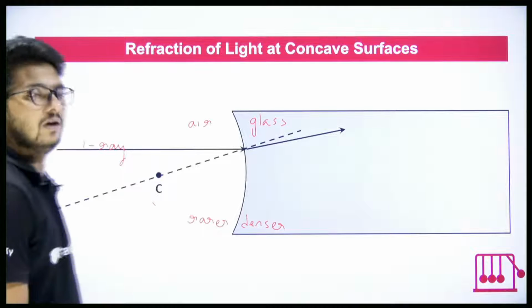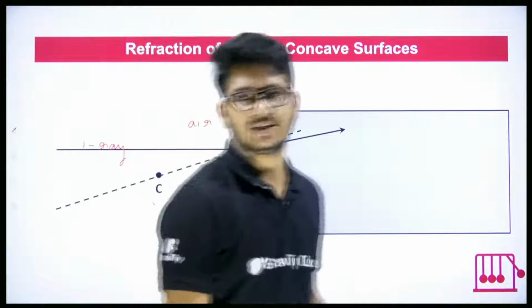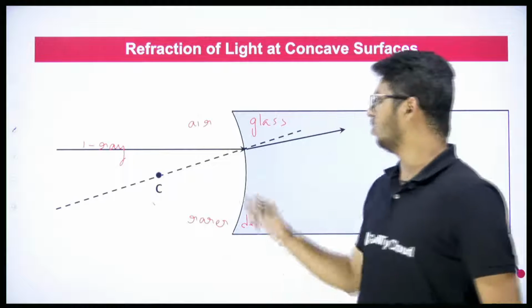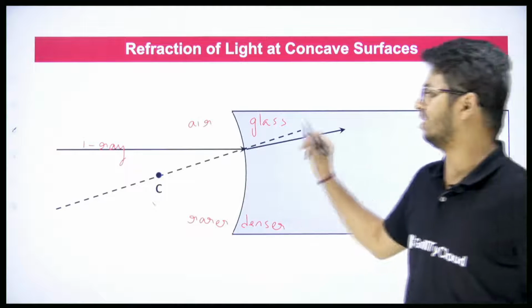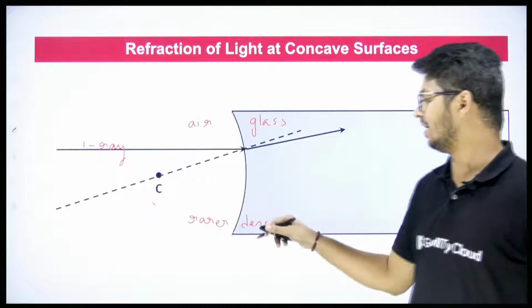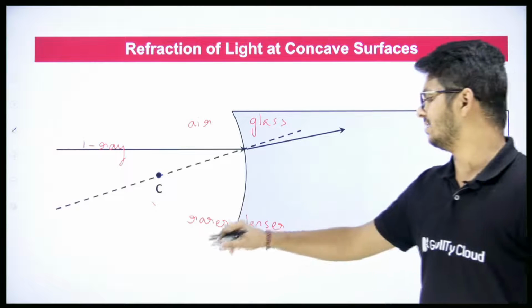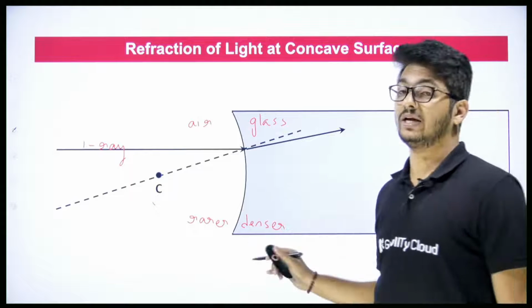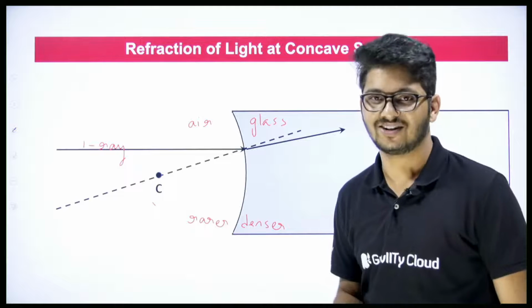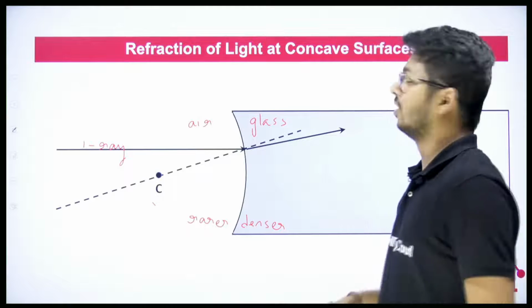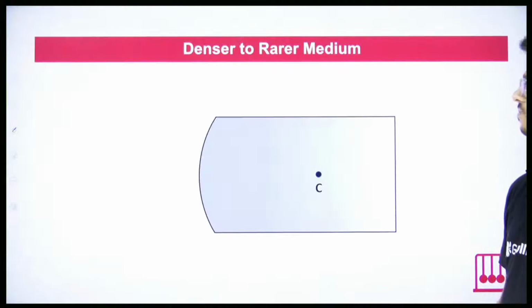So you have to be careful. The laws of refraction are valid, but you have to look at the curve carefully. Drawing the normal is important, and figuring out whether it is rarer to denser or denser to rarer is also important. Good? Okay. I'll go into other examples also.